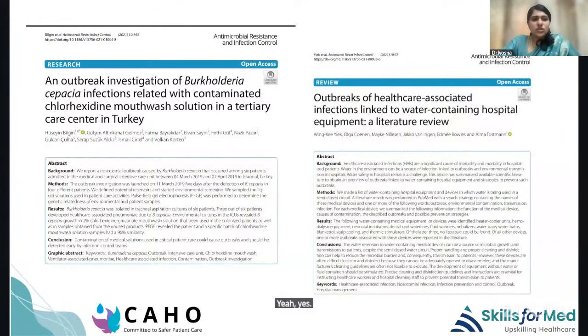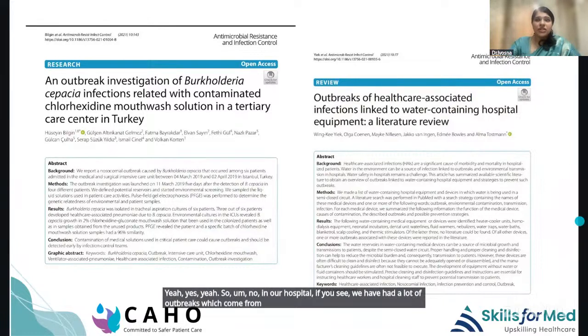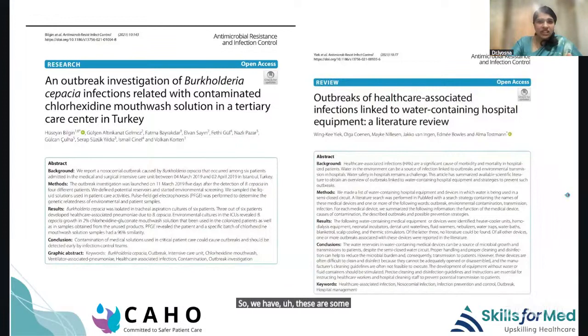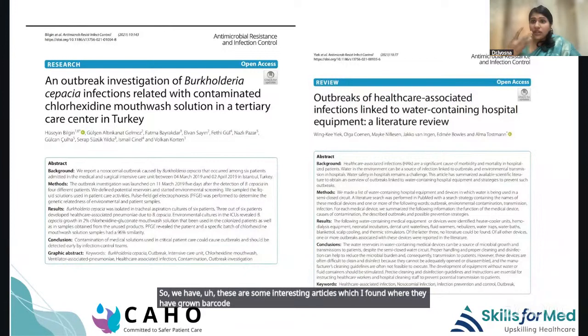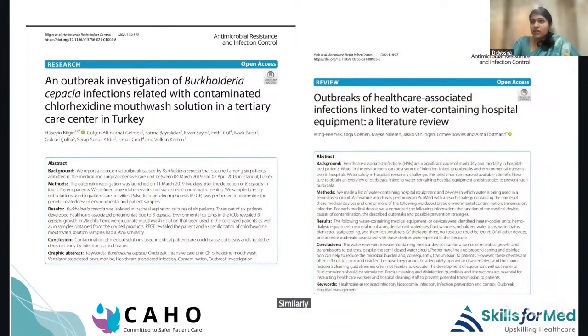In our hospital, we have had a lot of outbreaks which are basically water associated. These are some interesting articles which I found where they have grown Burkholderia from the chlorhexidine mouthwash, which led to a lot of ventilator associated pneumonia cases. Similarly, the water that we use in our CSSD and in our ICUs, if it gets contaminated, can again cause a lot of healthcare associated infections.